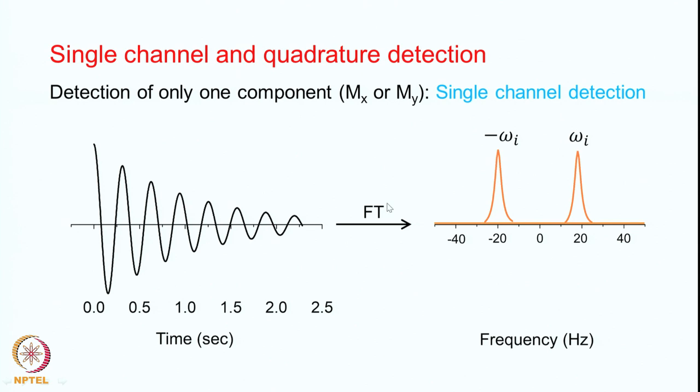So when I do Fourier transformation, if it is a cosine function, it is an absorptive signal, and I will have two frequencies, omega I and minus omega I, and this is called single channel detection. This is for the Y component. If I were to detect the X component, this will also have plus omega and minus omega, but they will have dispersive phases like this, one like this and the other one like that. So they will also have plus and minus frequencies in the same phase. So this is indicated here.